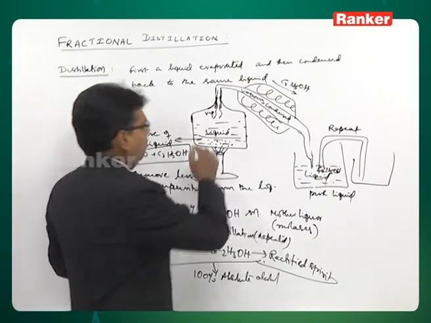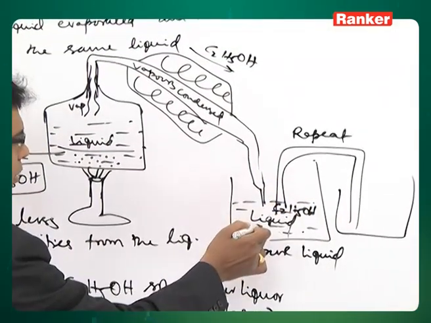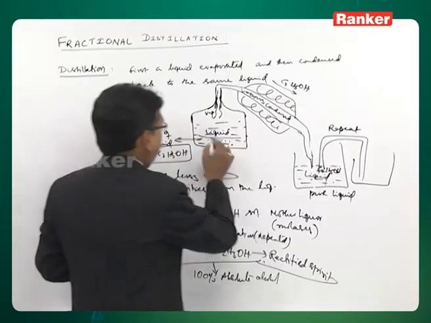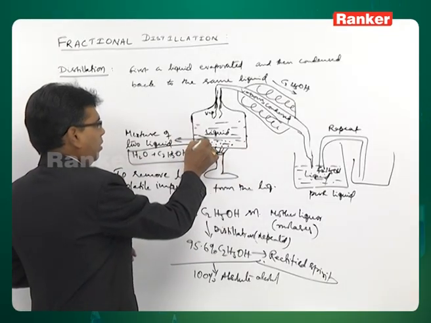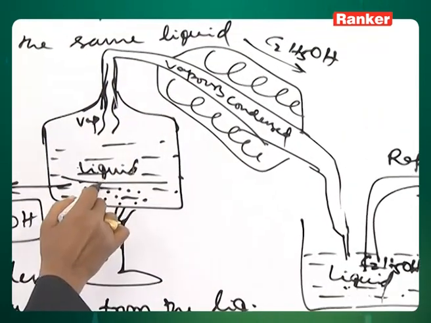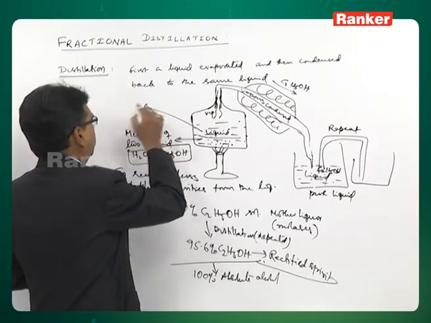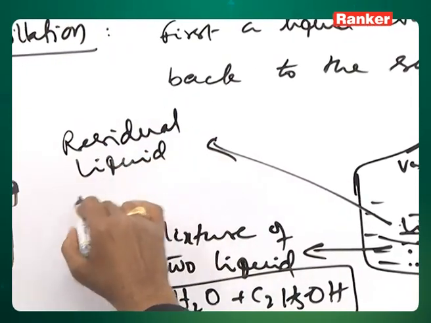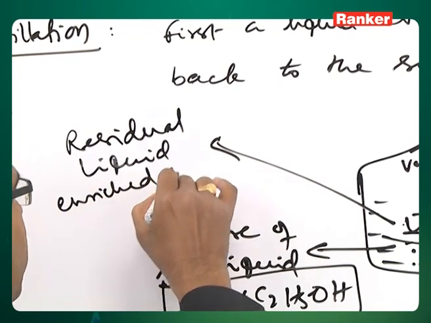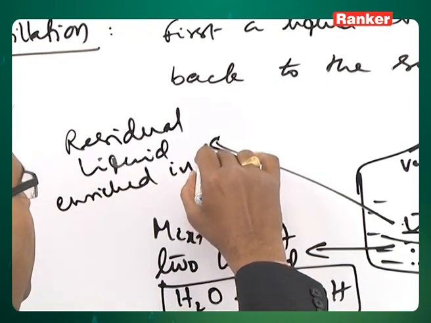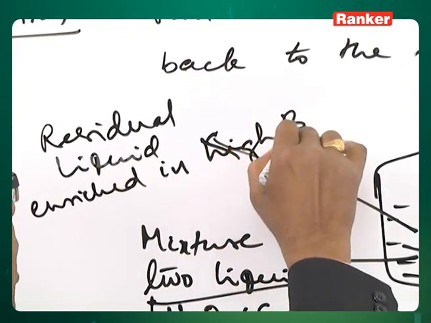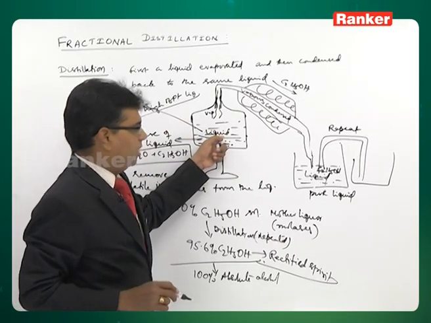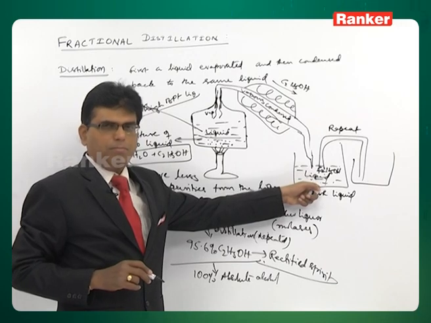Now, here what happens when you are repeatedly doing this is that the composition of the liquid whose boiling point is less is enriched. In the liquid phase, when more ethyl alcohol is evaporated, obviously the residual liquid is enriched in the liquid with high boiling point. In this case it is water. More water is present in this, more ethyl alcohol is present in this.